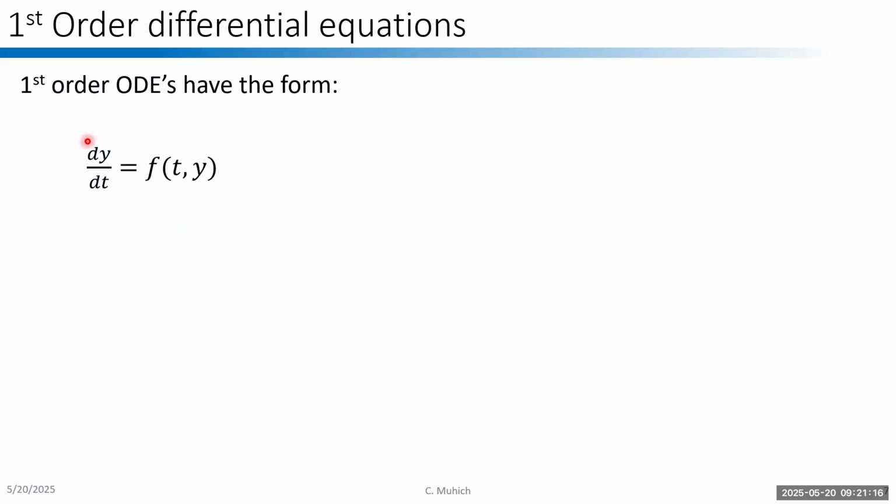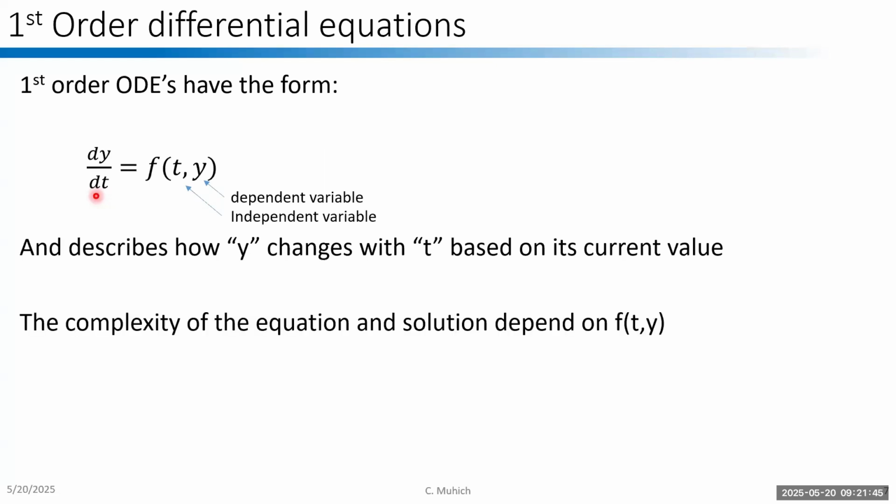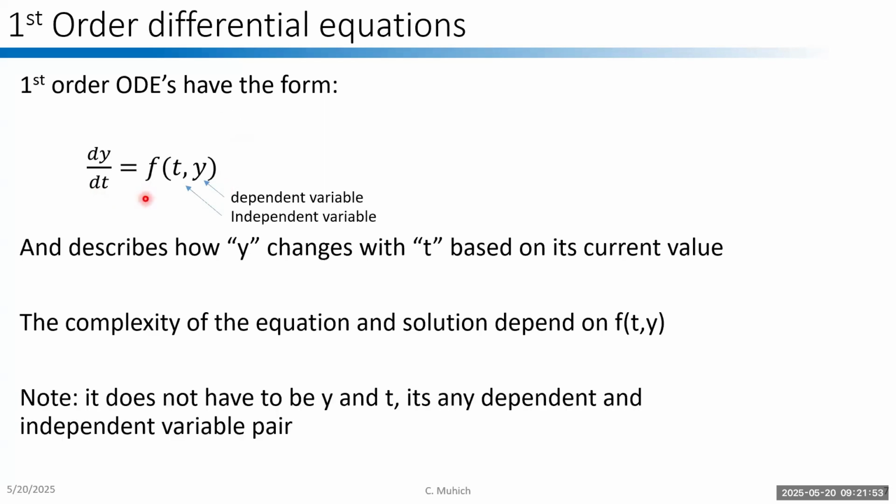As I mentioned on the previous slide, my first order ODEs have this functional form. The change in y with respect to time is some function of time and y, where time is our independent variable, right? That's shown because it's on the bottom side of that quotient, and y is our dependent variable. It is going to depend on time. This describes how y changes with t based on its current values. The complexity of the equation and its solution depend on what's happening on the right side of this equation. What does this form look like?